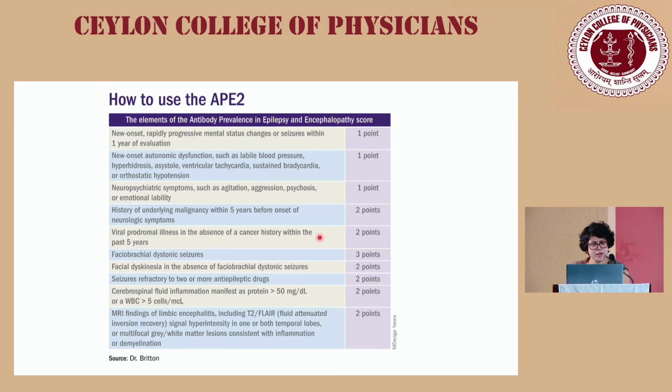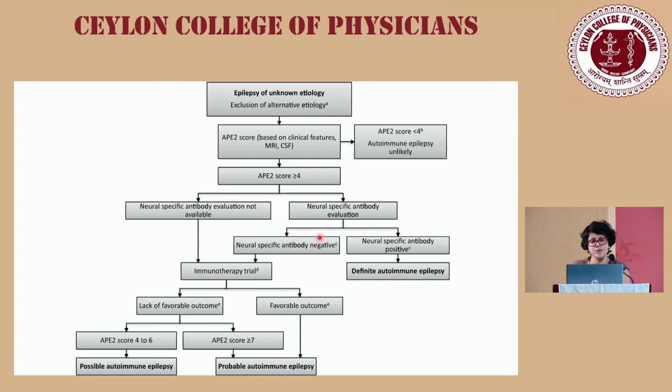The domains involved in this APE2 score are mainly the symptomatology, as we discussed: new onset, rapidly progressive, refractory seizures, and some autonomic disturbances, neuropsychiatric symptoms, history of malignancy, prodromal symptoms, facial-brachial dystonic seizures or facial dyskinesia, CSF characteristics, and MRI characteristics. Each domain is given a separate score. So if the patient scores 4 or more, then we should of course go down the pathway. But if the score is less than 4, we can forget about this.